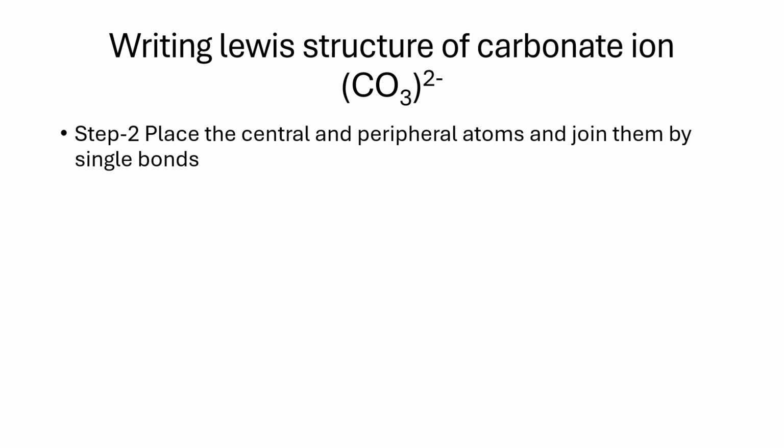So just as before, we're going to place the central atom, and then we're going to place the peripheral atoms around the central atom, right? And remember, we had to account for 24 electrons. So we make a single bond with all the three peripheral oxygens, and each single bond accounts for two electrons. So that means six electrons have already been accounted for. So that just leaves 18 electrons more.